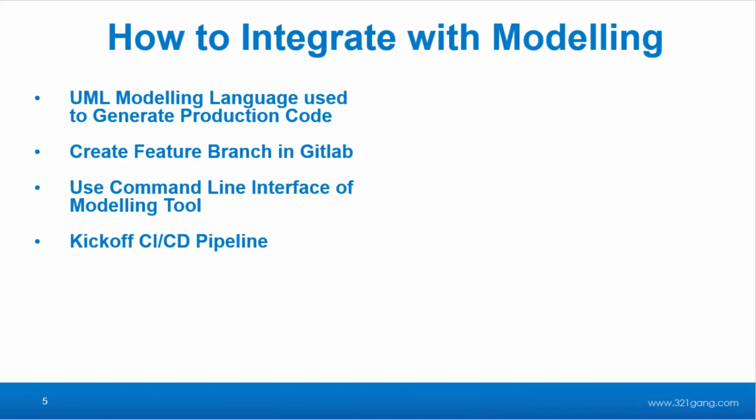First, you create a feature branch in GitLab. This allows you to work on new features or changes in isolation without affecting the main code base. Next, you'll use the command line interface of your modeling tool. This is crucial as it allows for automation. You can script the generation of code from your models.